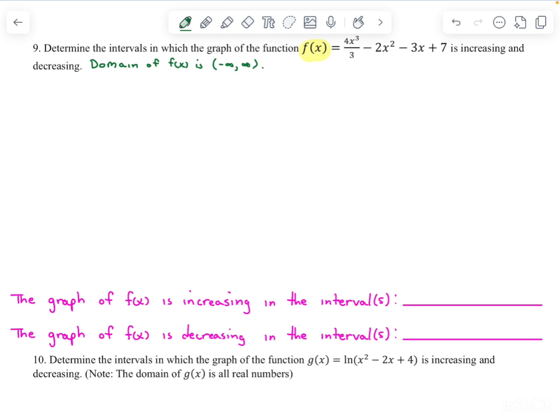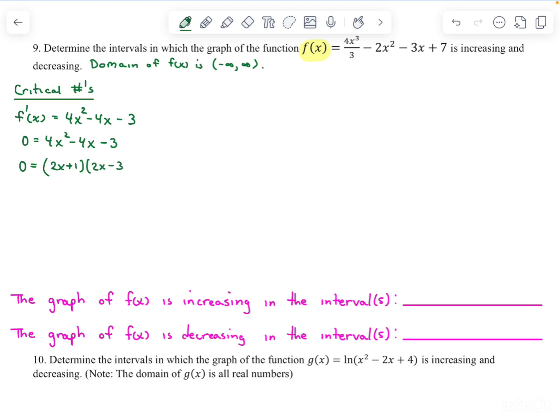Now I'm going to find the critical numbers of f of x. To do this, we need a derivative. So by applying the power rule, we have the derivative of f is equal to 4x squared minus 4x minus 3. We're going to set the derivative equal to 0 and then factor the trinomial. So the trinomial factors as the quantity 2x plus 1 times the quantity 2x minus 3. So we have x is equal to negative half and x is equal to 3 halves. Since both of these numbers are in the domain of f, we can conclude that they are critical numbers.